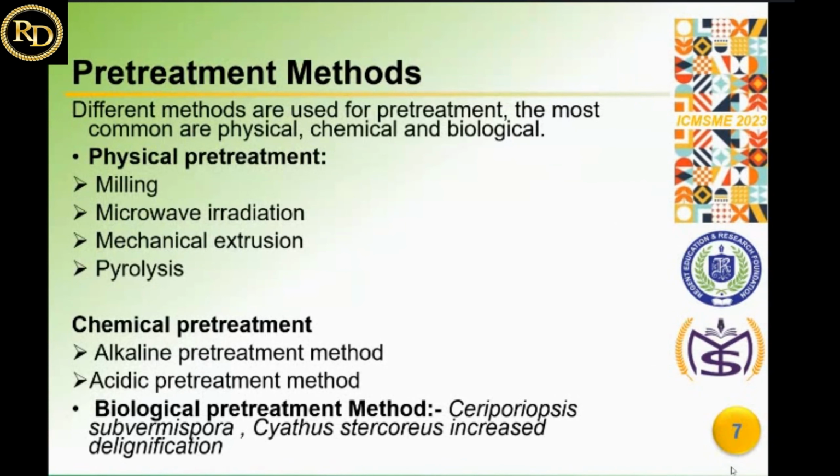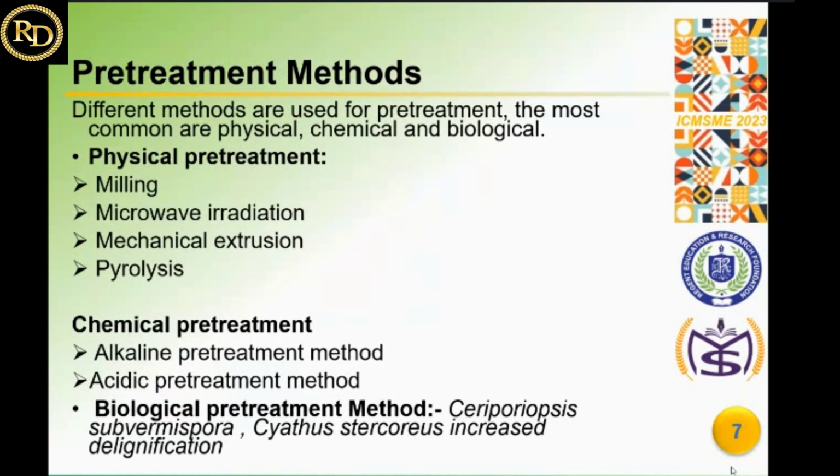There are some physical pre-treatments that we do so that we increase the pore size, granulate the material and decrease the crystallinity. One of the processes is milling. Milling is used to increase the cellulase accessibility of lignocellulose by altering the degree of crystallinity and the ultrastructure of the cellulose molecules. Then there is microwave irradiation.